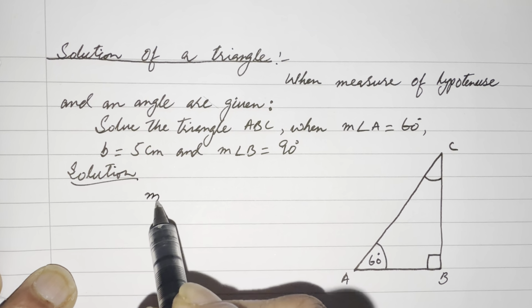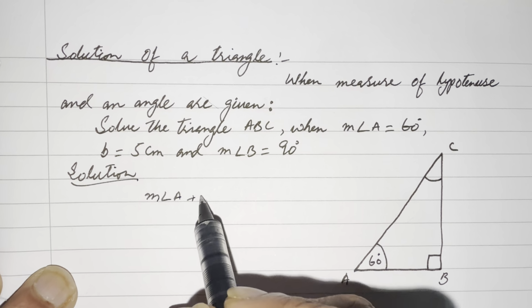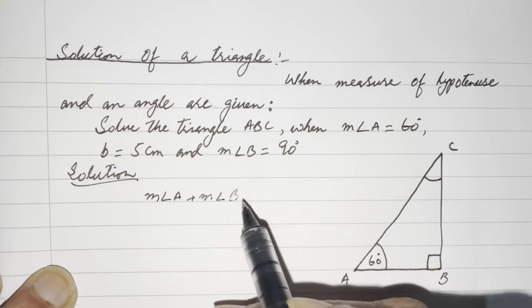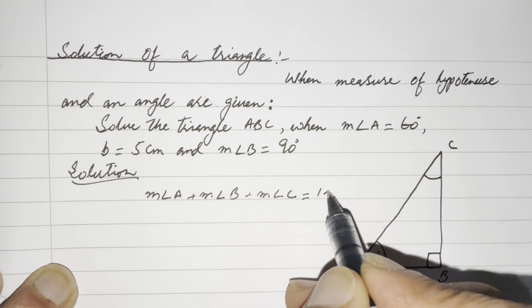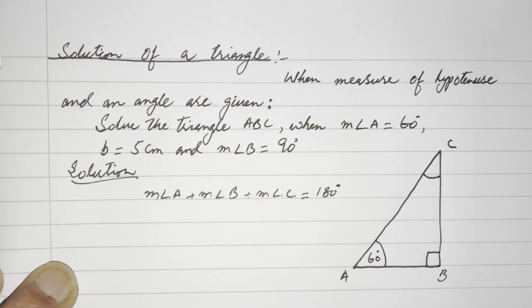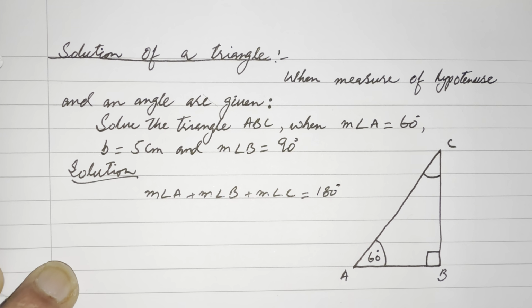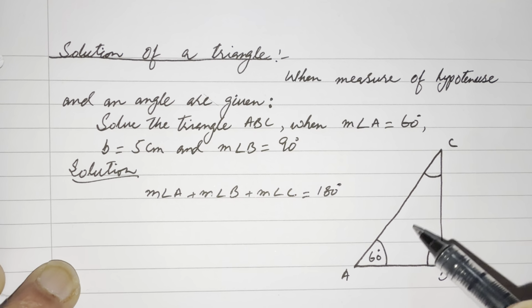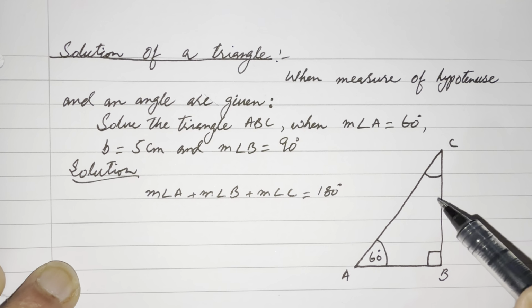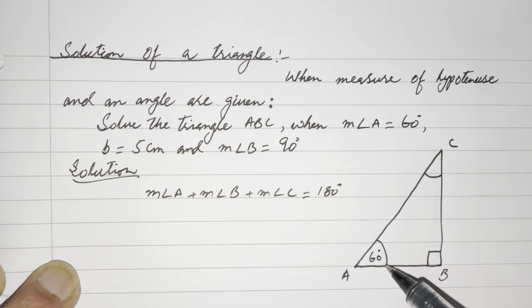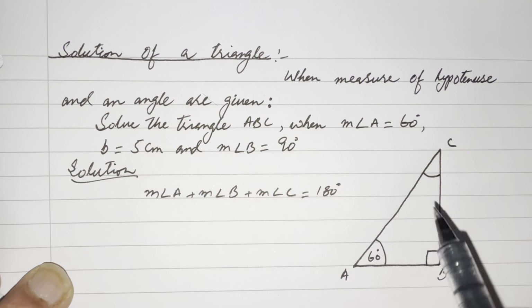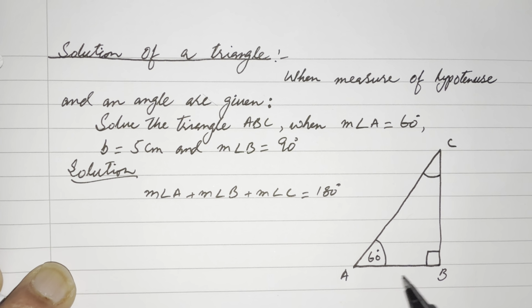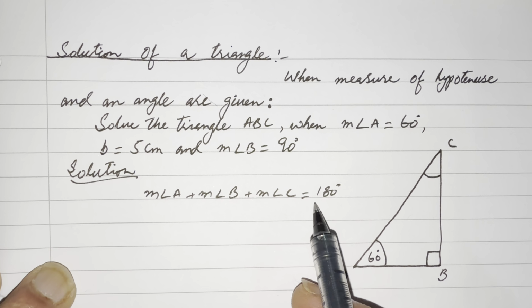So we can say that measure of angle A plus measure of angle B plus measure of angle C equals 180 degrees. That's the thing you should know about the right angle triangle or any triangle, that the sum of all three angles is always equal to 180 degrees. So if we add measure of angle A plus measure of angle B plus measure of angle C, that will be equal to 180 degrees.